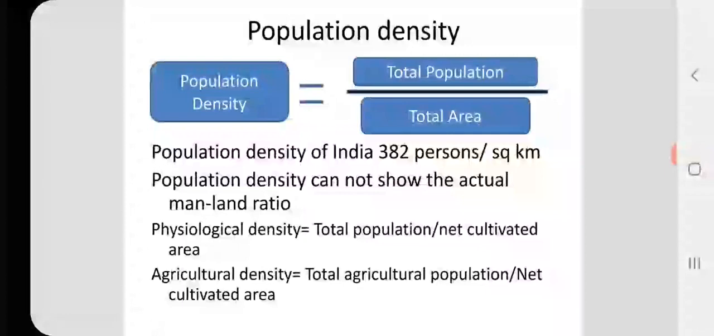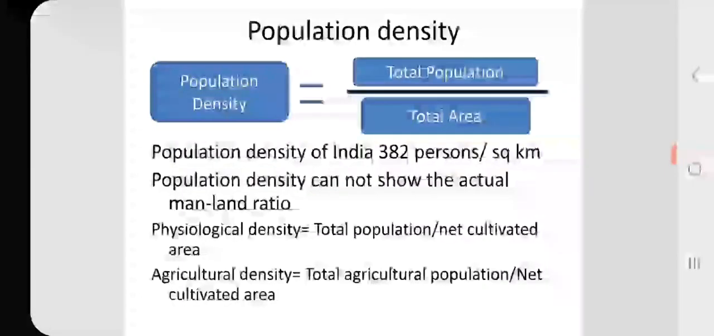To show the actual man-land ratio, the other two types of population density may be calculated. Firstly, physiological density. It is calculated by total population divided by net cultivated area. So to calculate the physiological density, total population should be divided by the net cultivated area.